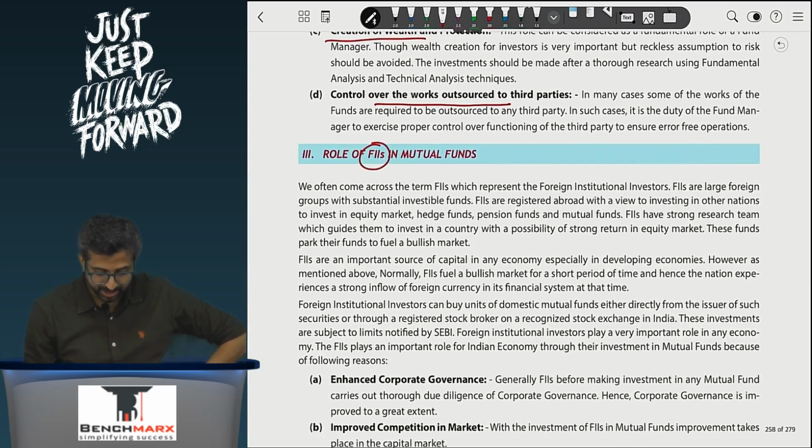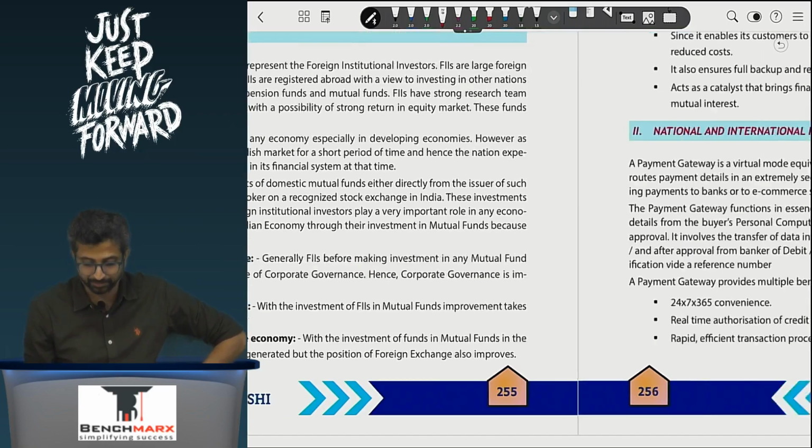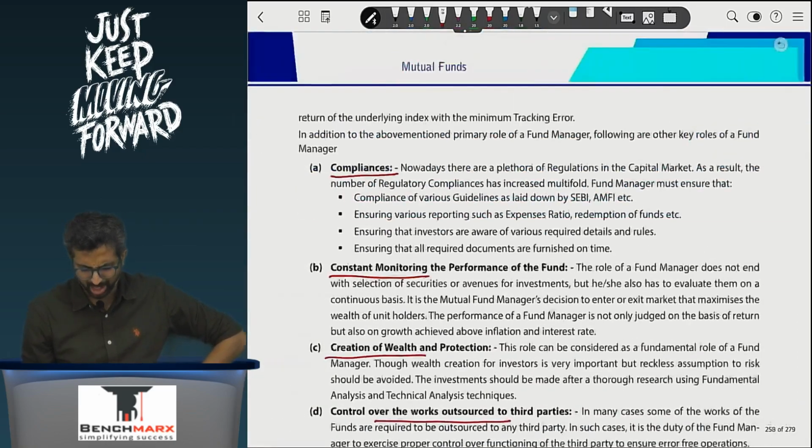Role of FIIs, foreign institutional investors. Now FIIs are also allowed to invest in Indian mutual funds. So there will be enhanced corporate governance because FIIs, unlike a small individual, will demand good governance, improved competition in the market, improved inflow of capital in the economy. Are we clear with this?